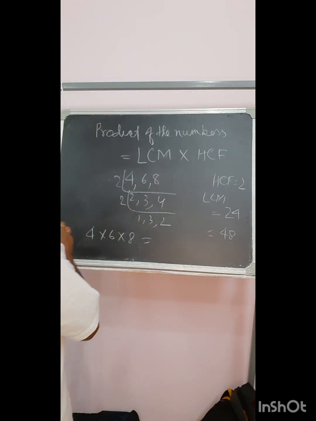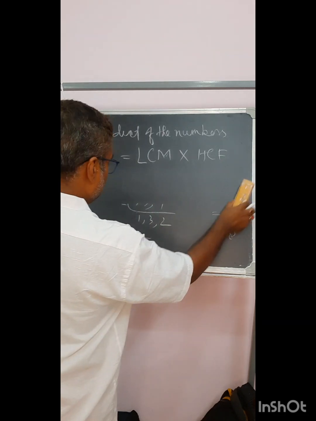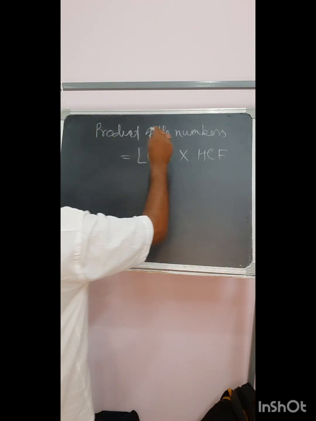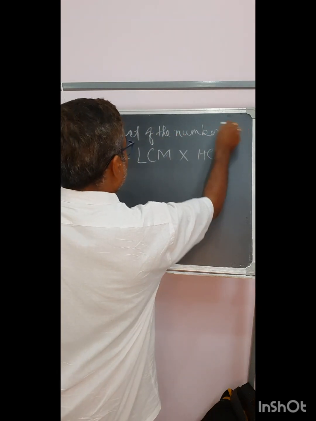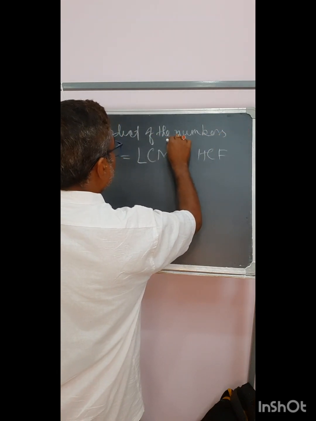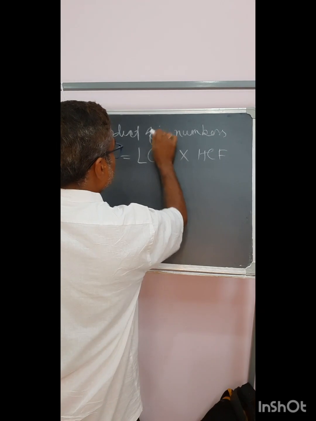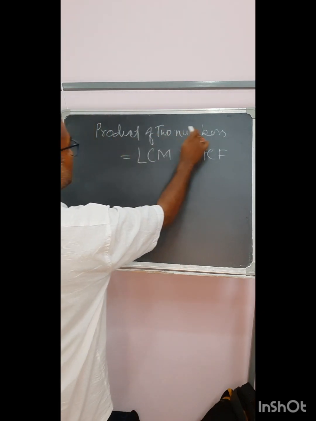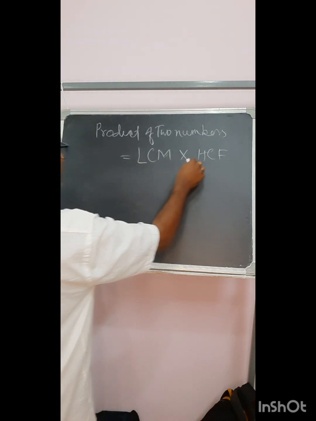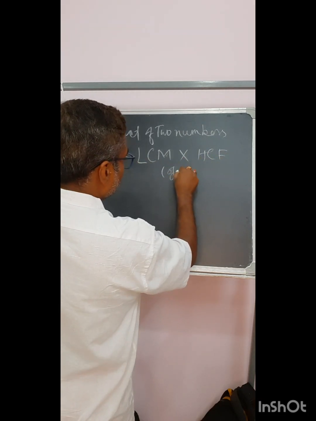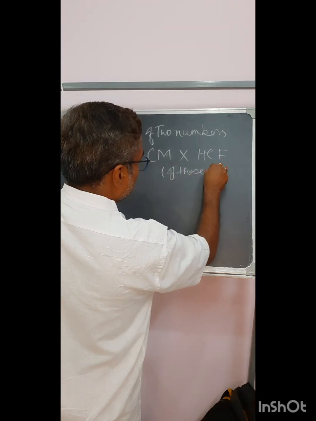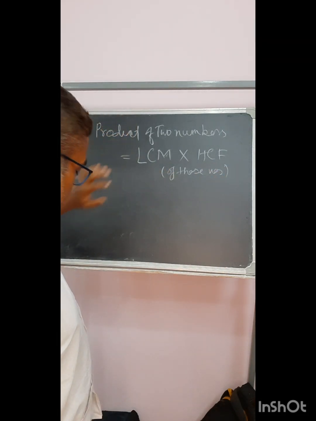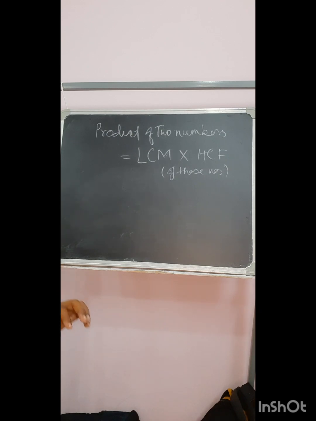So this is the limitation of this theory. Here you have to mention the product of two numbers, not more than two numbers. So you can directly write: the product of two numbers is equal to the LCM times HCF of those numbers. This will complete the statement. Okay, so this is for now.